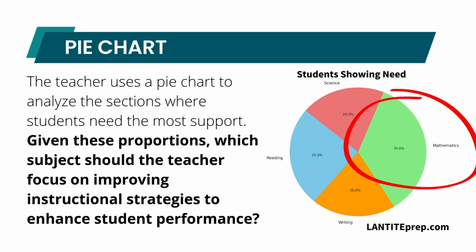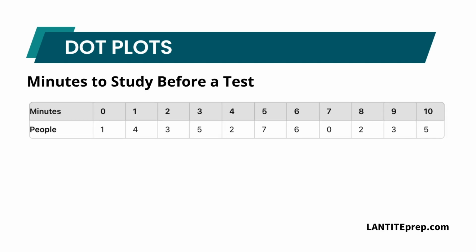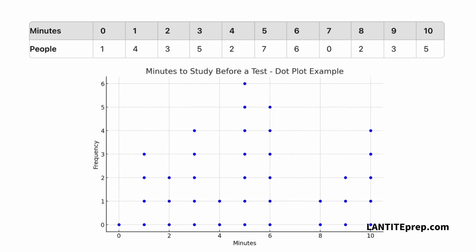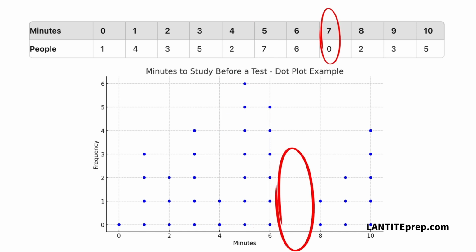Moving on, we are now going to have a look at dot plots, which is a mathematical visual to display data using dots. Let's look at an example. Using minutes to study before a test, let's say that a survey of how long did you spend studying before a test has the results that you see from the table on the screen. This dot plot shows the results of a survey of how many minutes people spend studying before a test. Each dot represents one person, and the number of dots above each minute indicates how many people reported studying for that amount of time. For example, 7 people spent 5 minutes studying, while no one reported studying for 7 minutes.